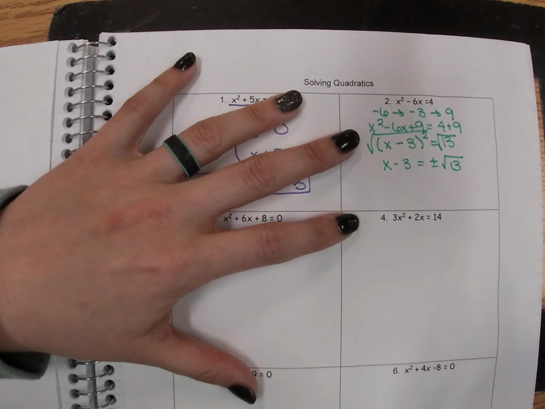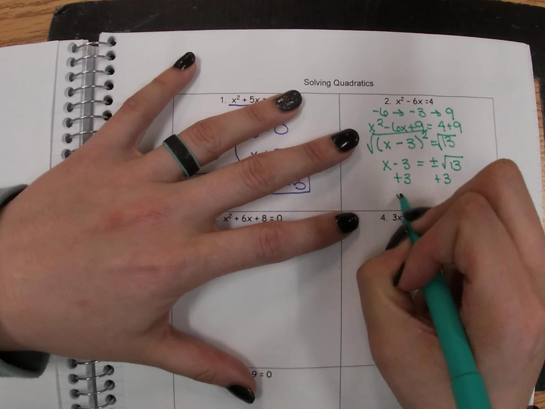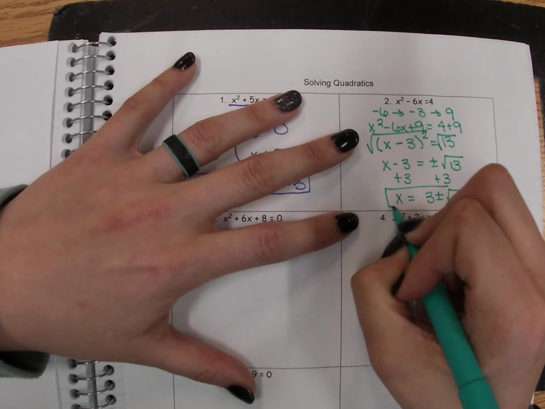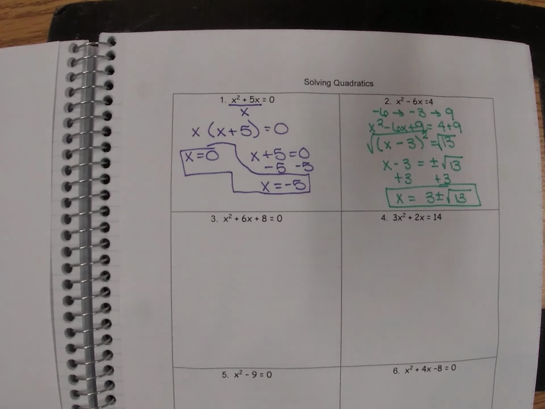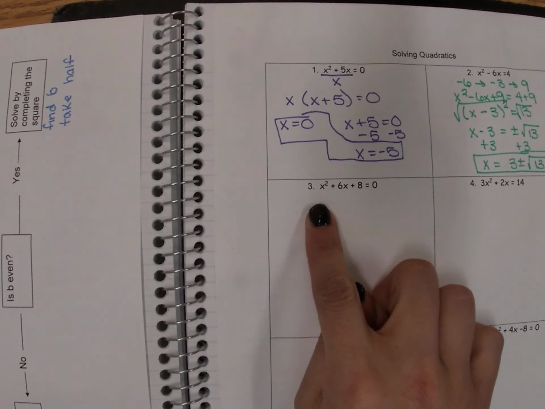Right, we would check to see if we can simplify the square root of 13, but we can't. And so we'll have x equals 3 plus or minus the square root of 13. So now let's look at our next one.